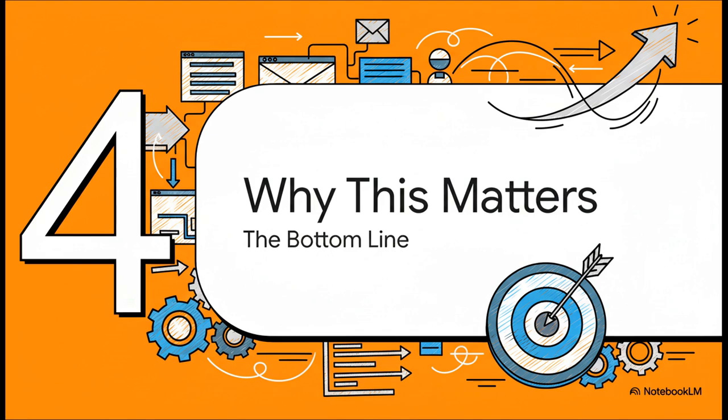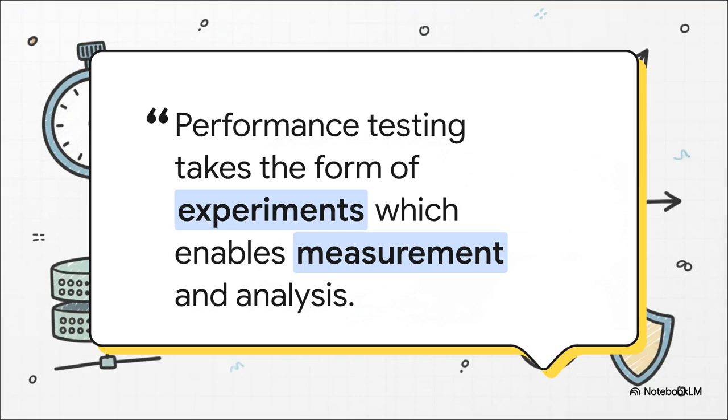Okay, so we've defined what performance is, we know what we're measuring, and we know the rules for how to test it. But let's tie it all together. What's the bottom line? Why does any of this really matter? I absolutely love this quote from the source material. It reframes testing as a series of scientific experiments. It's not just about checking boxes. It's about having a theory, like, I think this new feature is slowing things down, and then running an experiment with data and analysis to prove it. It's how we stop guessing and start knowing.